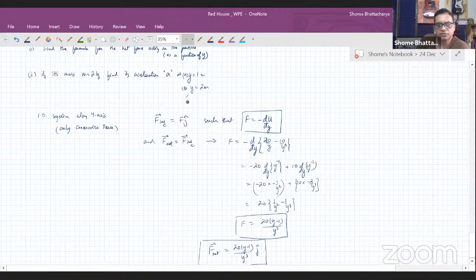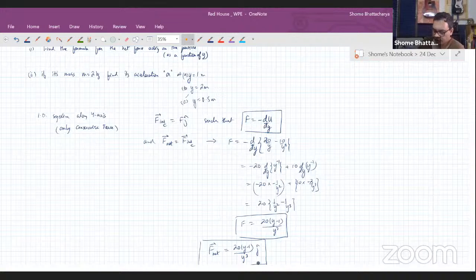So let's add just one more part to this. At y equal to 0.5 meters, you see that it will have a negative acceleration, I mean, along the negative y-axis, whereas at y equal to plus 2, the acceleration will be along the positive y direction.